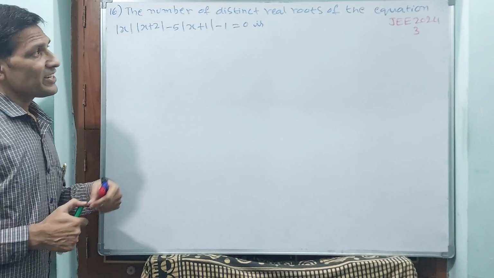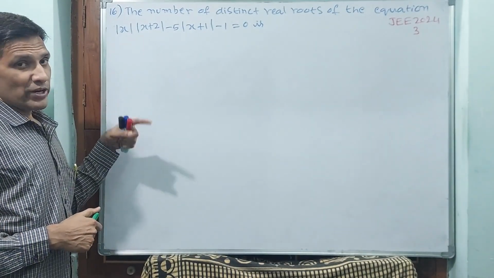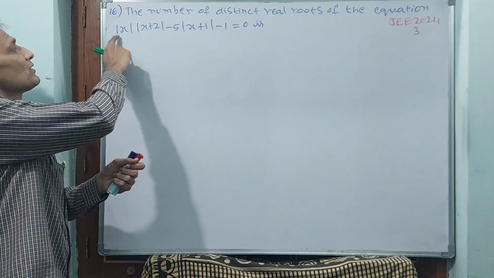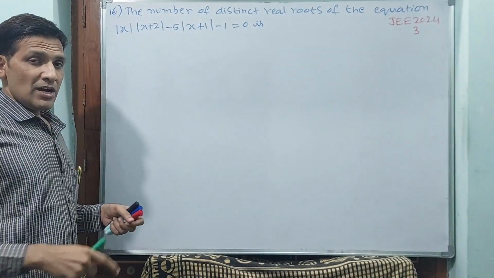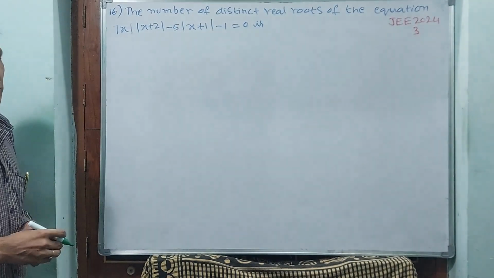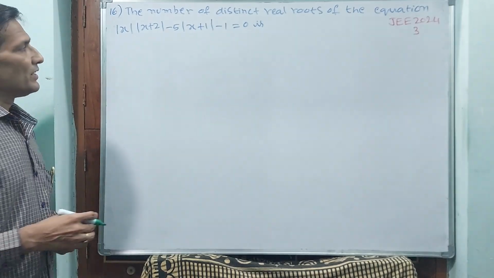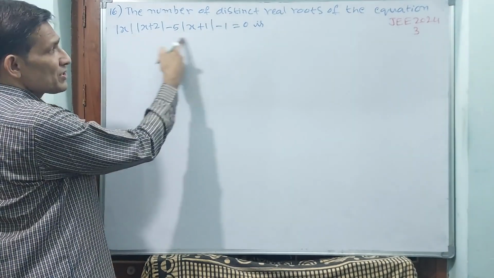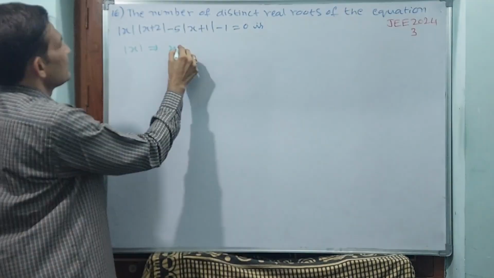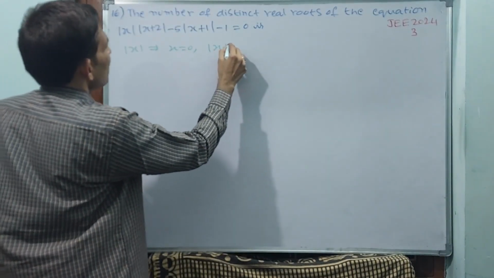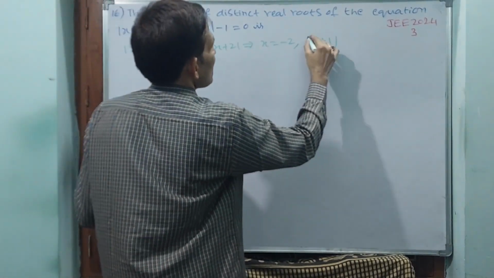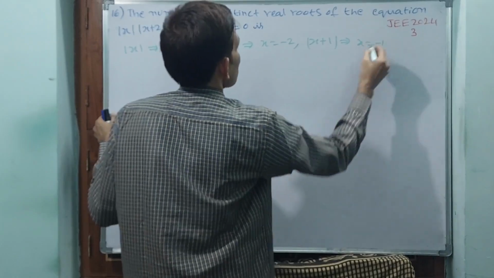The number of distinct real roots of the equation. This equation we have to get distinct real roots. Naturally it looks like a quadratic equation, x square and x is going to come, but it is not that easy to tackle. The answer should come: 3 real roots should appear. See how I am writing, the equation is there, I am not repeating it, but you see x implies x is equal to 0, x plus 2 implies x is equal to minus 2, x plus 1 implies x is equal to minus 1.